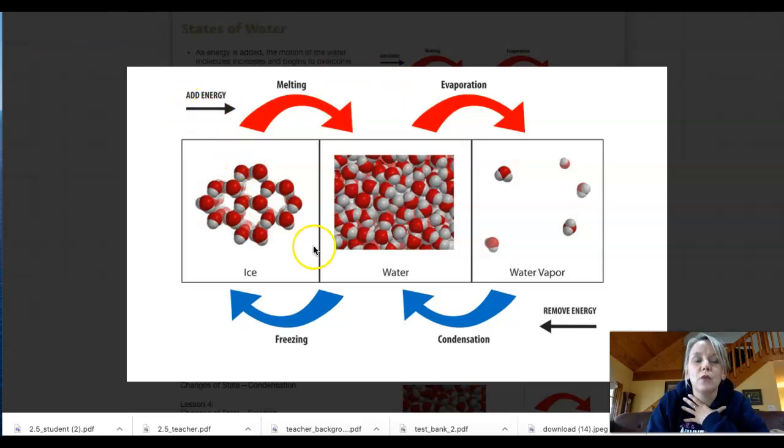Okay, so we have our 3 states of matter here: solid, liquid, and gas. And we've talked about how heat is energy. So if we add energy into this system, obvious things are that a solid will turn into a liquid, right? If we add heat to ice, it's going to go from a solid to a liquid, and that would be considered melting right here. That's what this arrow represents.